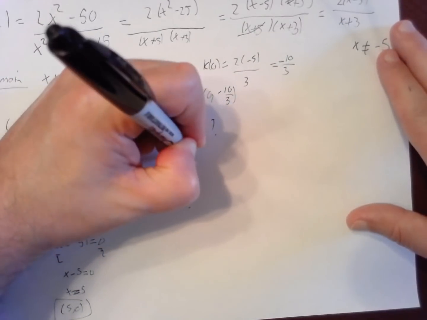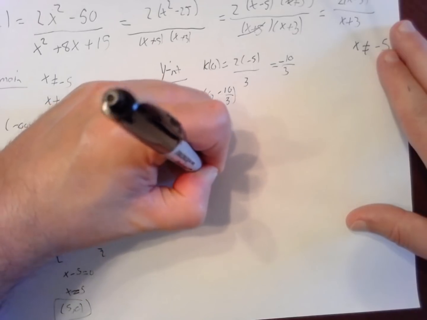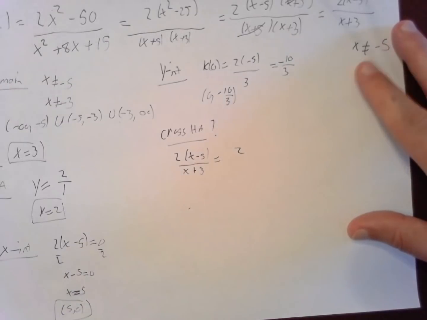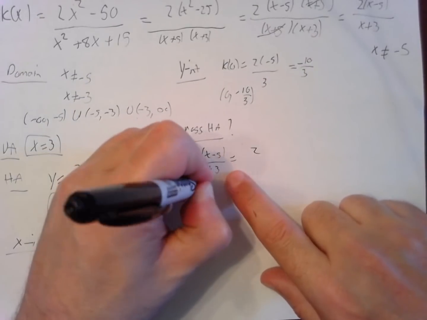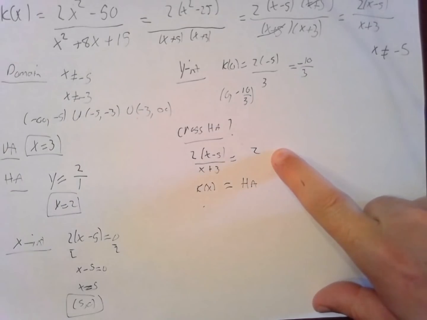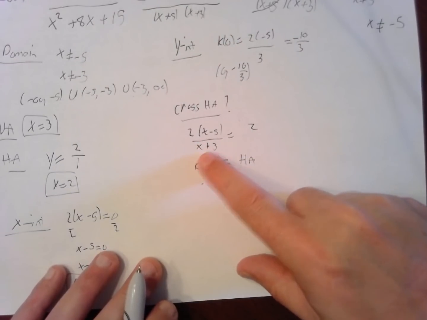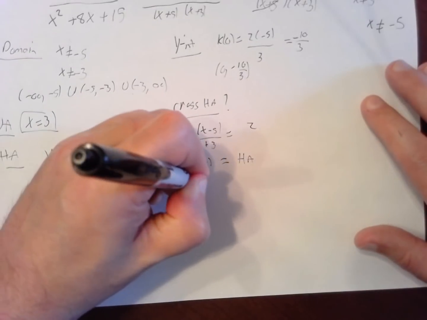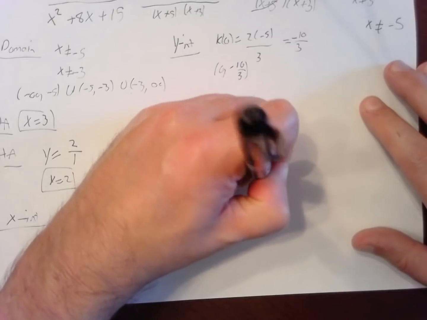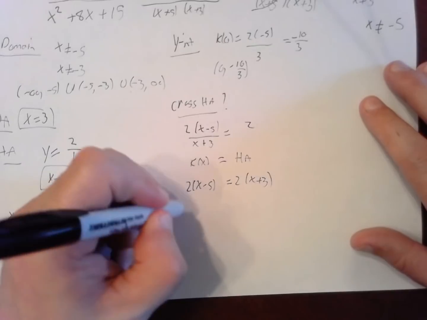I set the function equal to the horizontal asymptote. So that's the function. That is the horizontal asymptote. And I try to solve. That's a proportion. We solve proportions by cross multiplying. So I'll get 2x minus 5 equals 2 times x plus 3. Just multiplying the x plus 3 over.